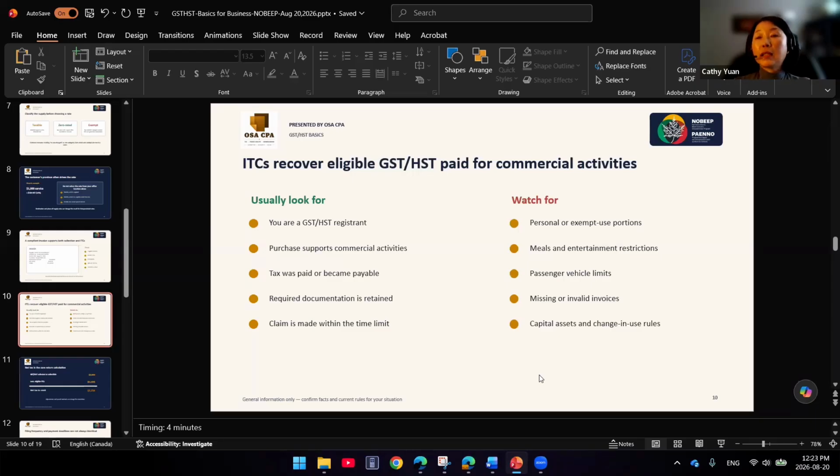We can only claim the percent that CRA agrees to. Okay, that is something business owners should keep in mind. We should always check the eligible GST/HST ITCs before submitting the tax return. That's important.